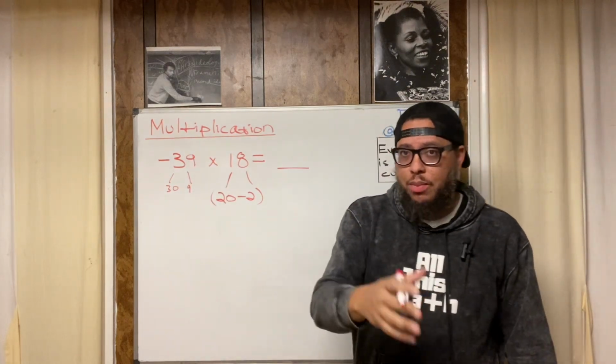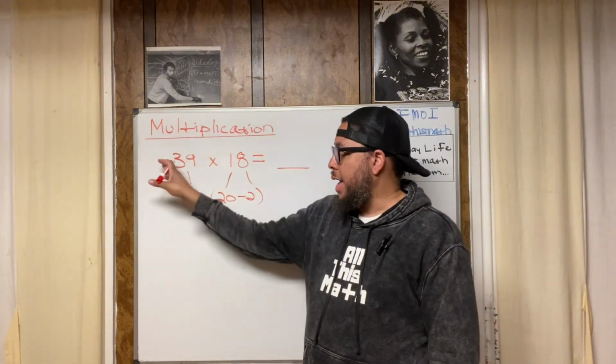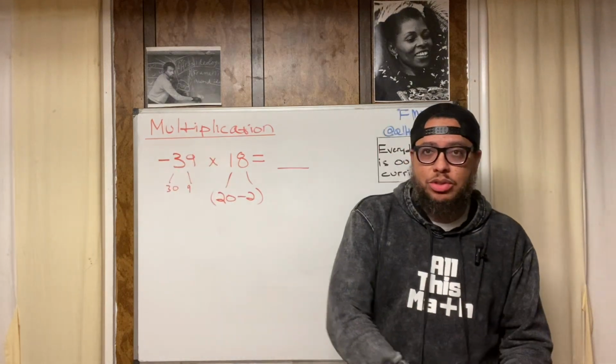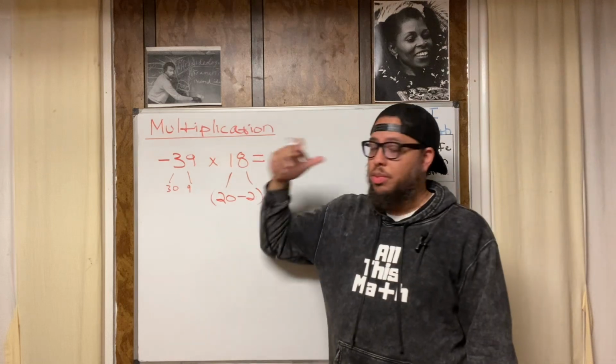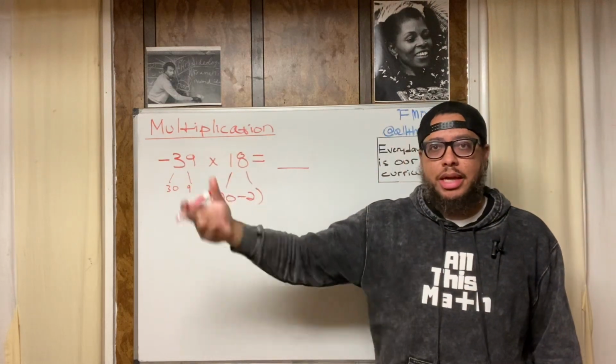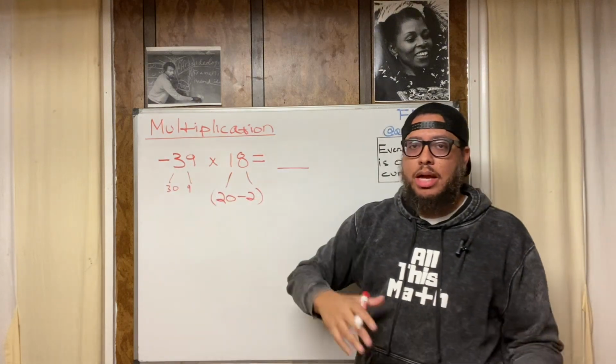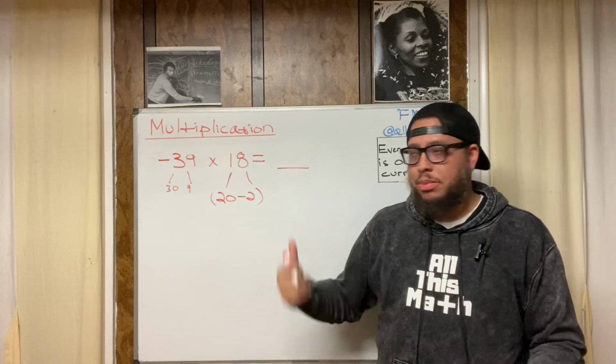Now, in case you forgot what I said, I'm not even worried about that negative sign right now. I'm going to act like this is a positive, because all I got to do is at the end of the problem, throw the negative sign on the answer because I know negatives times positives always equal a negative product. So I don't even really care that it's a negative 39 right now. That's not going to really affect things until the end of the problem.